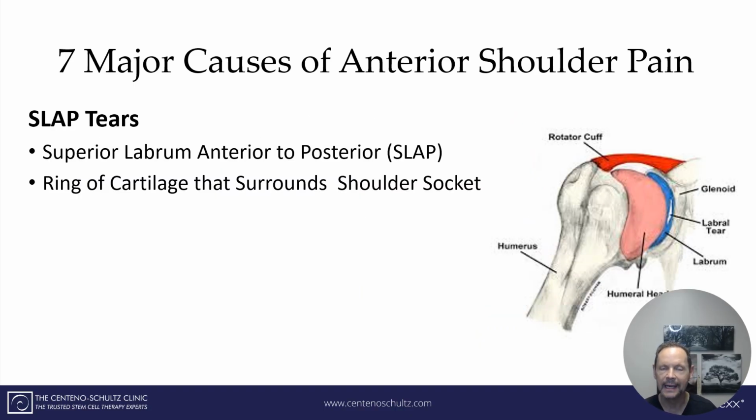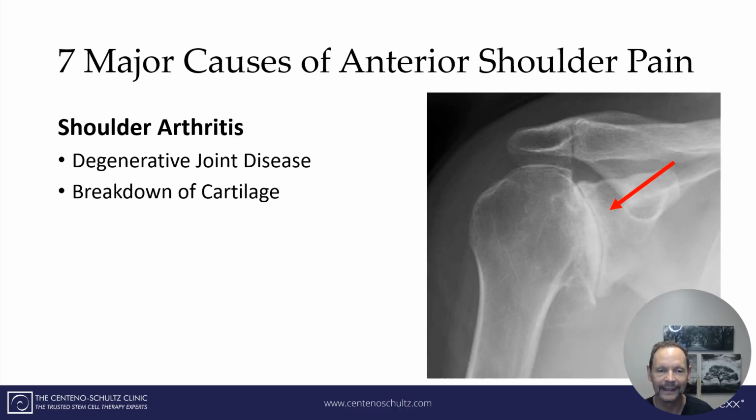Number 3, a SLAP tear. A SLAP tear is an anatomical description of a tear in the labrum. The labrum is simply a ring of cartilage that surrounds the socket in the joint. It's depicted right here. So it's just a thin little cup that helps stabilize the shoulder. A tear or irritation in there can cause anterior shoulder pain.